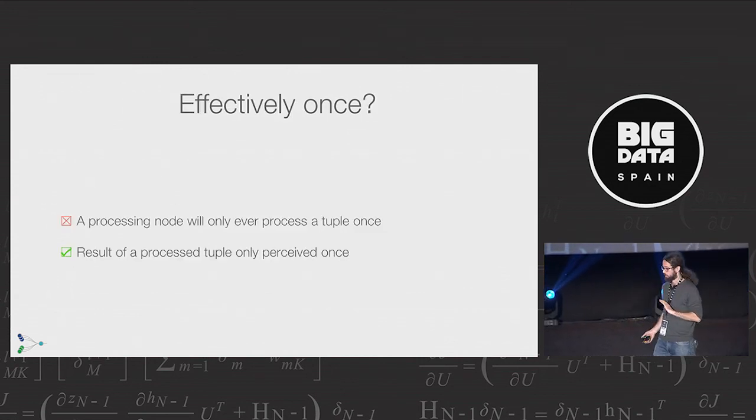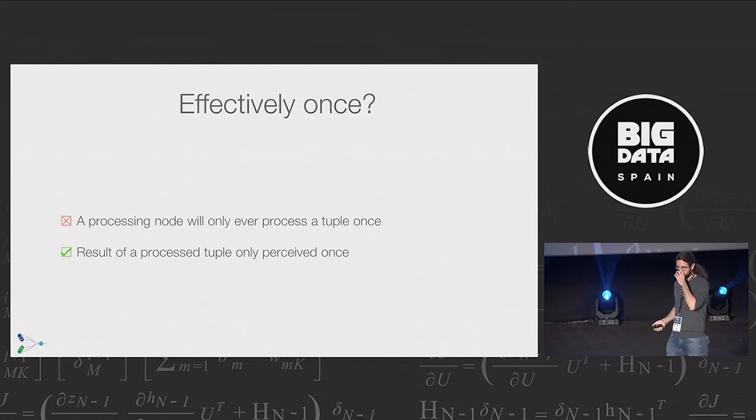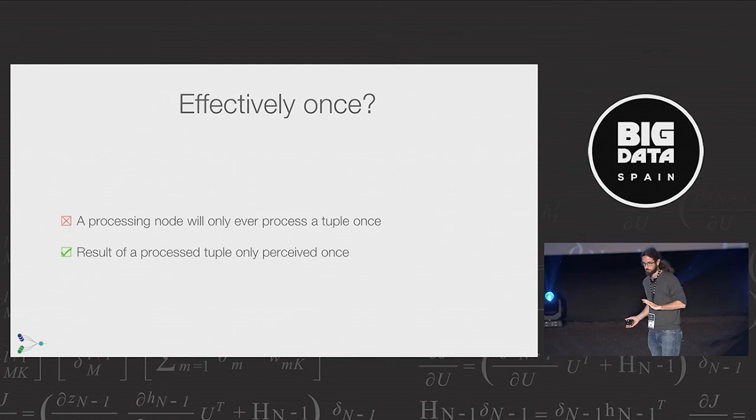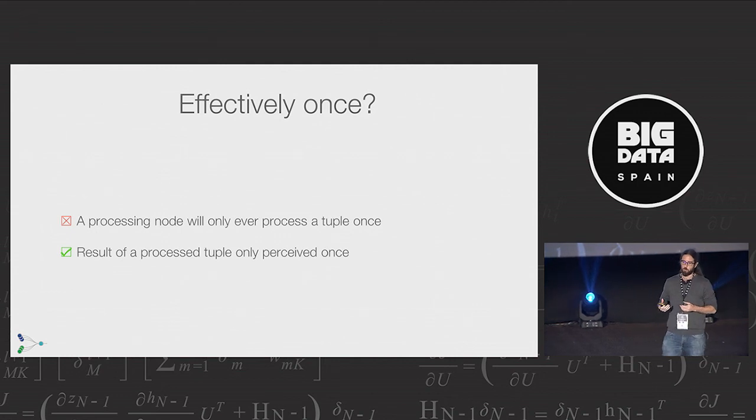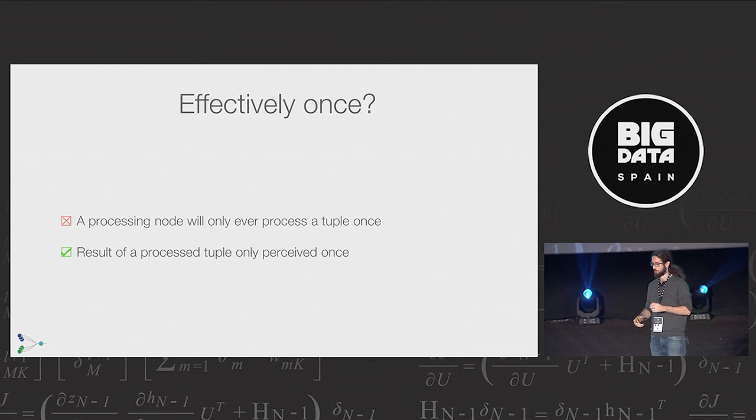Effectively once, what has often been called exactly once, is slightly different and a lot more complicated. What it doesn't mean is that a tuple, or a word in our example, will only ever be processed by a single node in your graph once, because it could be processed by that node, and then that node could crash immediately and the result would never get anywhere. So then you wouldn't have exactly once.